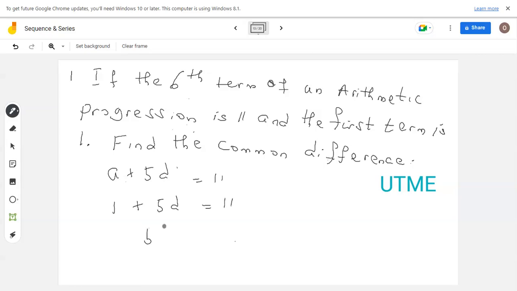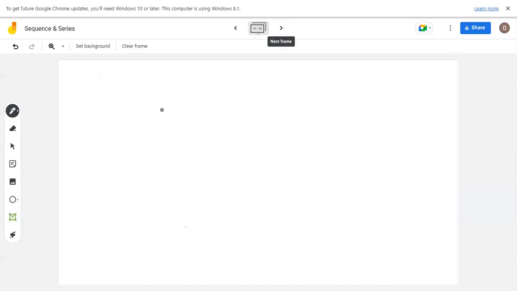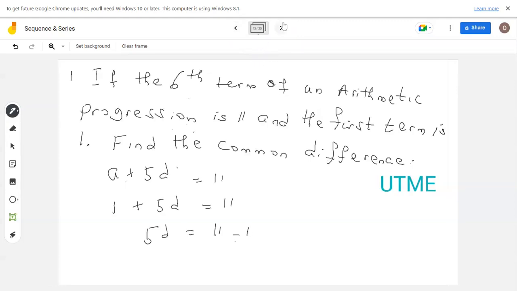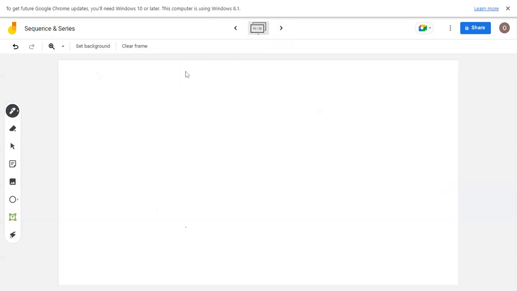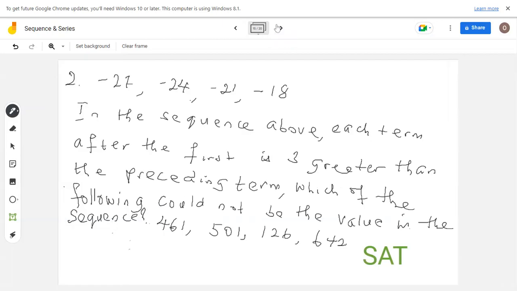In that case, 5D will be equal to 11 minus 1. That means 5D is equal to 10. You divide both sides by 5, the coefficient of D. Therefore, D is equal to 2. That's the common difference. Then we look at the next question.